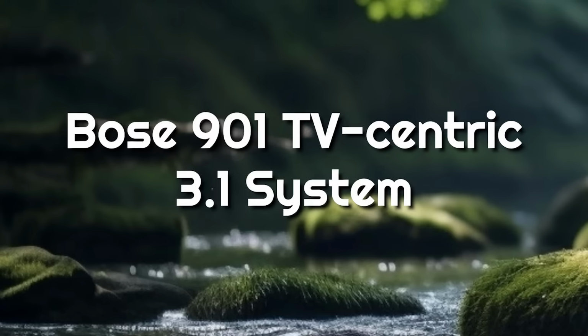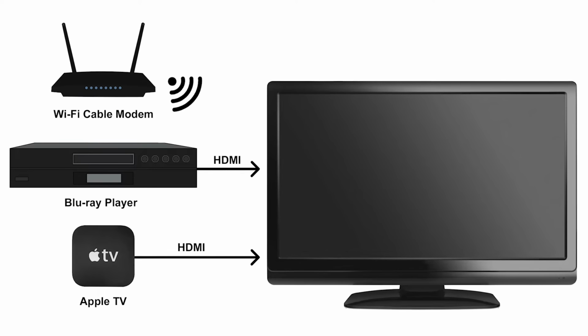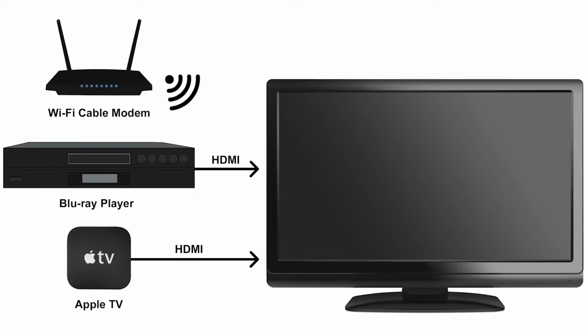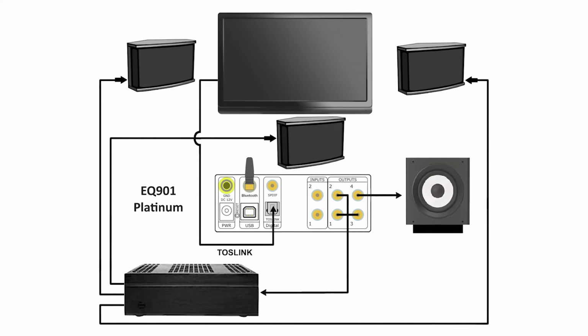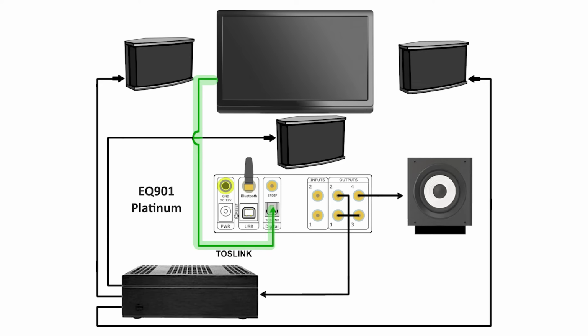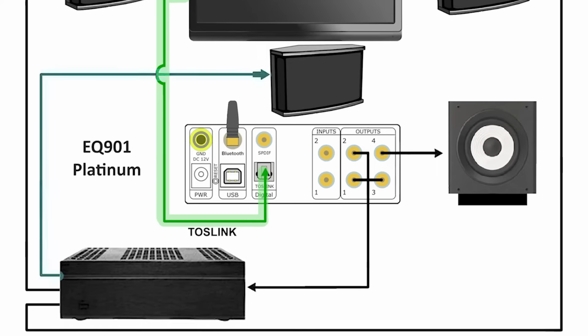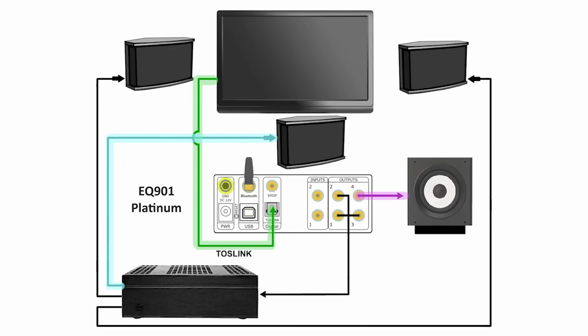Using our innovative approach, you can build a high-fidelity audio system using an EQ 901 Platinum with the 3.1 TV-centric option. The design concept is TV-centric, with sources connected to your TV by Wi-Fi, LAN, or HDMI. These sources can include Apple TV, a Blu-ray disc player, cable modem, Xbox, or others. The TV then routes digital audio via Toslink to an EQ 901 Platinum with the 3.1 TV-centric option. This option creates both a monaural center channel and subwoofer channel. This is in addition to the main left and right stereo channels.